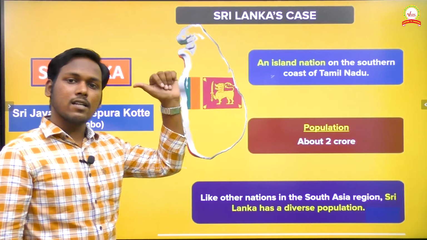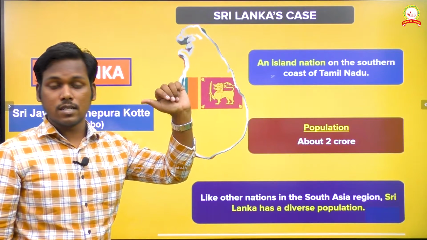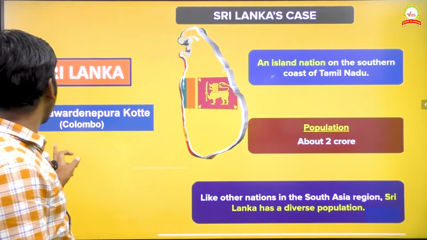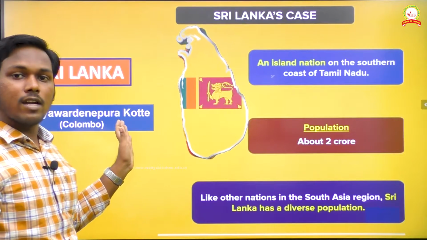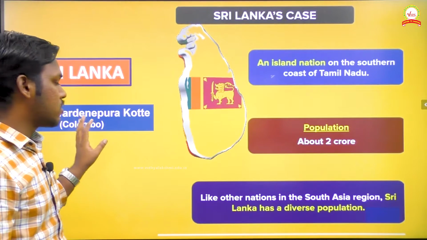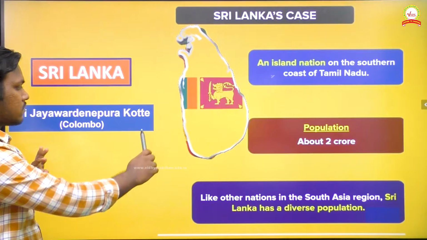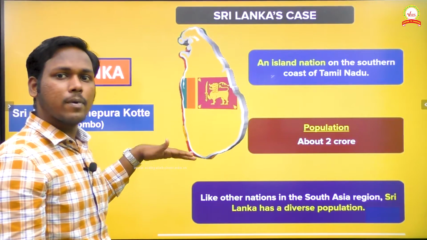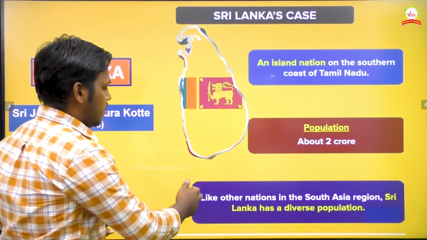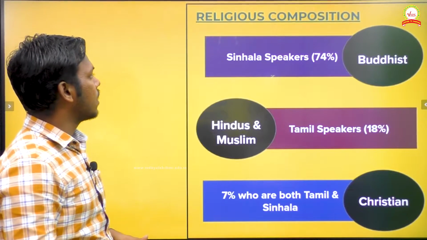Now we need to know the capital. We have studied that the capital of Belgium is Brussels. Similarly, the capital of Sri Lanka is Sri Jayavardenepura Kotte, also called Colombo. Here both are the same, only the legislative and executive capitals are differing. So this is all about Sri Lanka information.